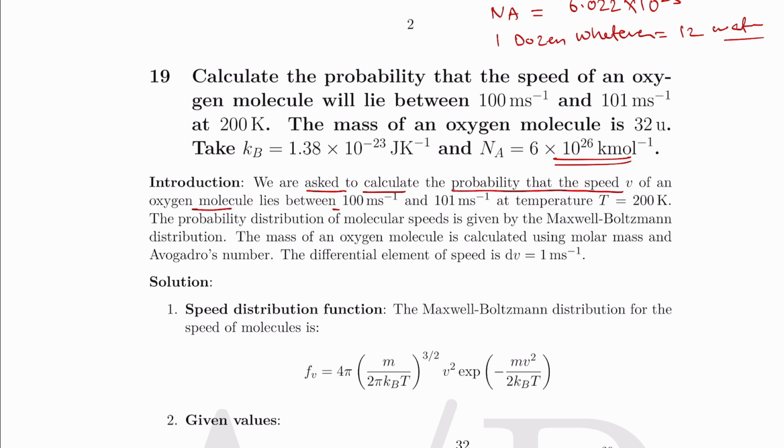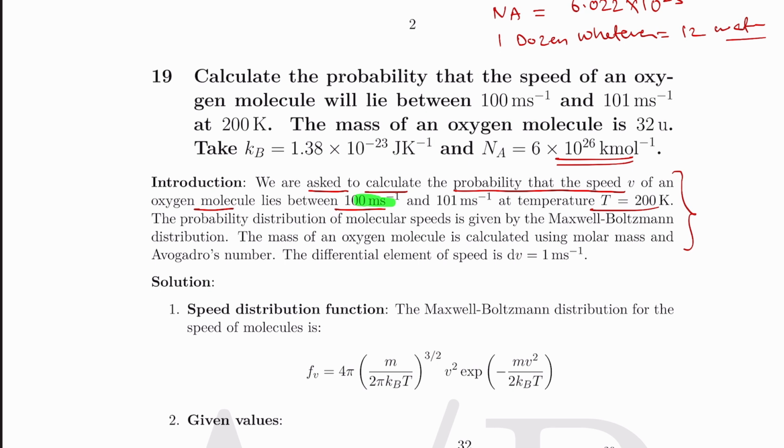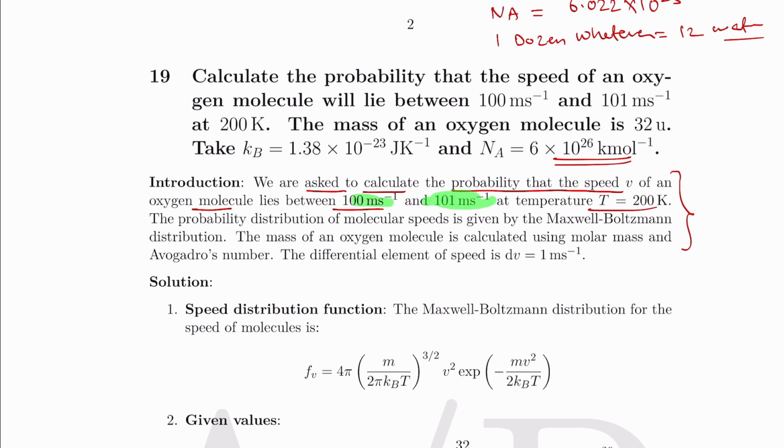So here we are being asked to calculate the probability that the speed of an oxygen molecule will lie between 100 and 101 meters per second. The temperature is 200 Kelvin, because you know that the Maxwellian distribution will differ if you change the temperature. So at 200 Kelvin, the speed will always be between these limits, 100 meters per second and 101 meters per second.